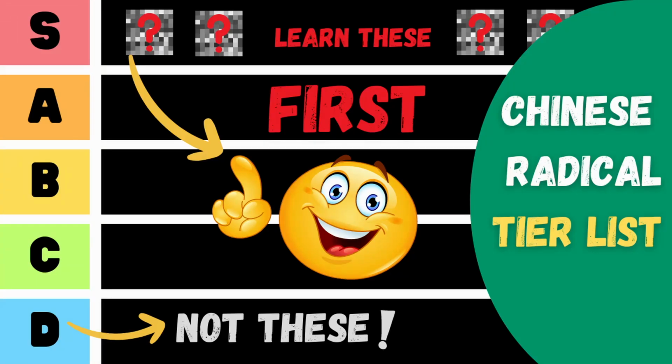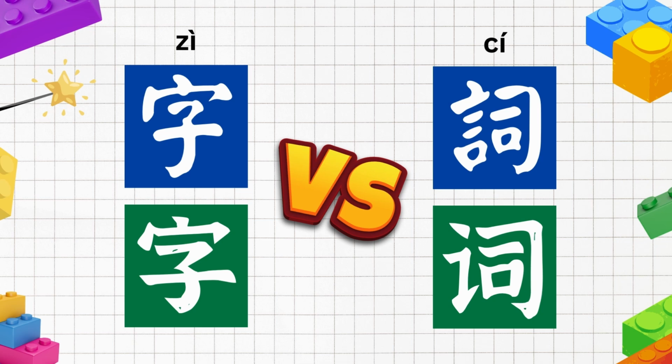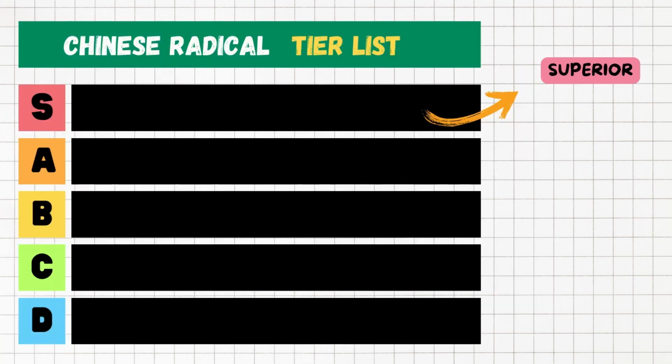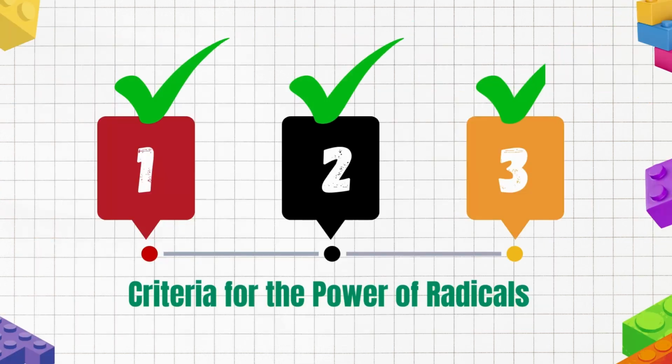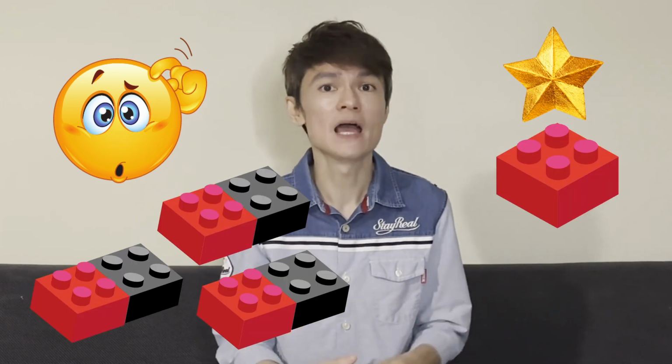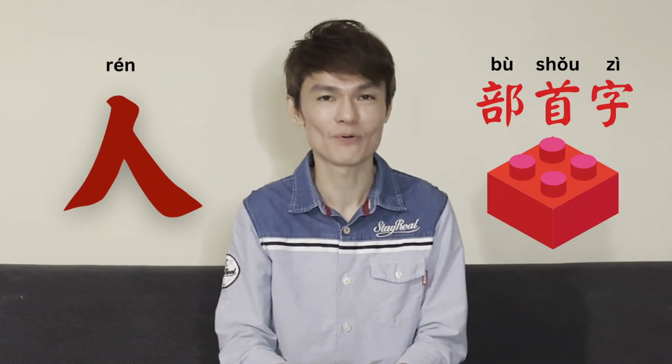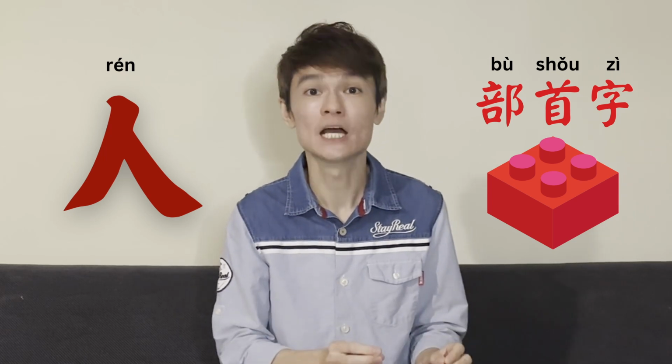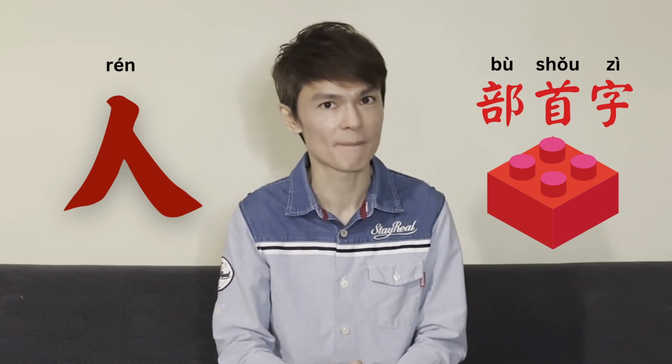Let's do a quick recap. In our last episode, we looked at the difference between 字 and 词 in the Chinese writing system. We also ranked the top Chinese radicals based on 3 criteria, highlighting which ones to focus on first. Now, here's the question: how can we best use these S-tier radicals to create more characters and build more vocabulary? In this episode, I'm going to use this 部首字人 as an example to show you how to use the technique to form characters and enrich your word bank.